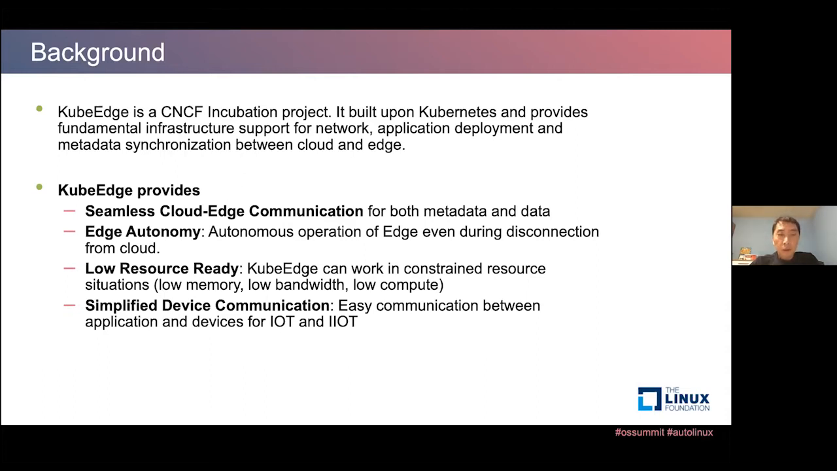The third one is low resource ready. That means, as we mentioned, the problem we're facing is sometimes the edge node has only constrained resources, including probably low memory, low bandwidth, and low compute ability. So KubeEdge is suitable for high computation resources, and even low computing resources. KubeEdge can deploy to an edge node with as little as 128 megabytes of memory, and we recommend at least 256 megabytes.